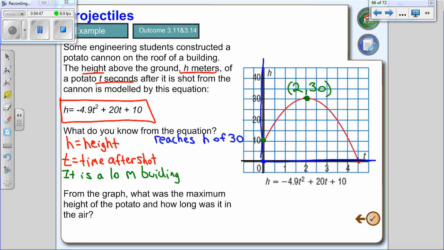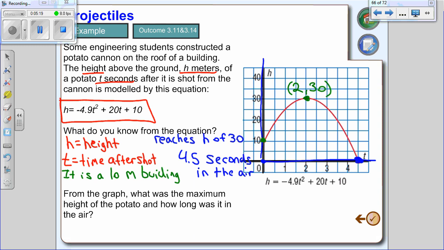What else do we know just looking at a graph like this? You know how long it was in the air for, when it lands. Right? This is the potato. It eventually hits the ground right there. So if I said, how long is the potato in the air, you would know it's 4.5 seconds. Those are all things you know when you look at a graph.